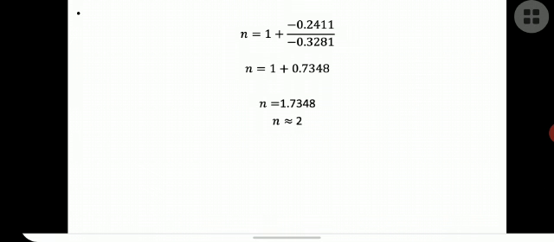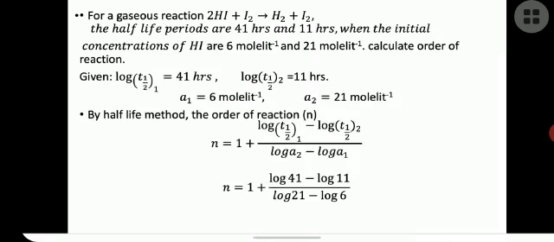When you solve this one, we get the value n is equal to 1 plus 0.7348. By adding this, we get the value of n as 1.7348 and it is approximately 2. In this way, by using the half-life method, the n can be calculated.